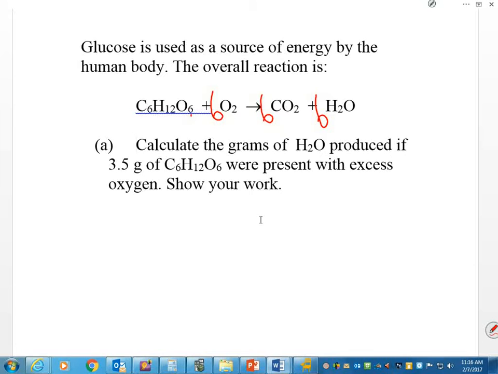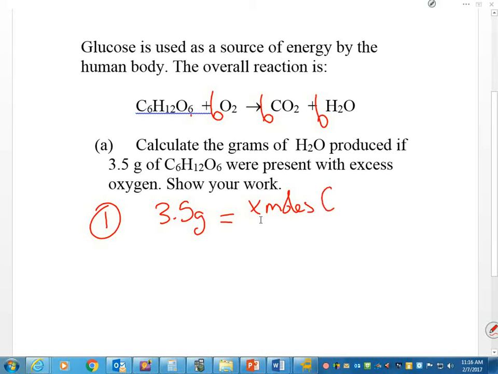Well, this is kind of like a 3-step thing, because in order to move from one type of molecule to the next, you have to do a mole conversion. So in order for that to happen, you need to have the amount in moles. The first thing we're going to do is take the grams of sugar and change it into moles of sugar. So I have 3.5 grams of sugar, and I want to know x moles of sugar, which is C6H12O6.